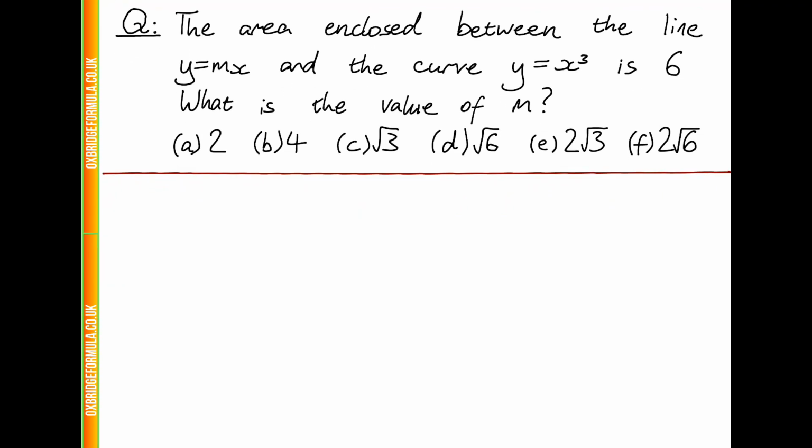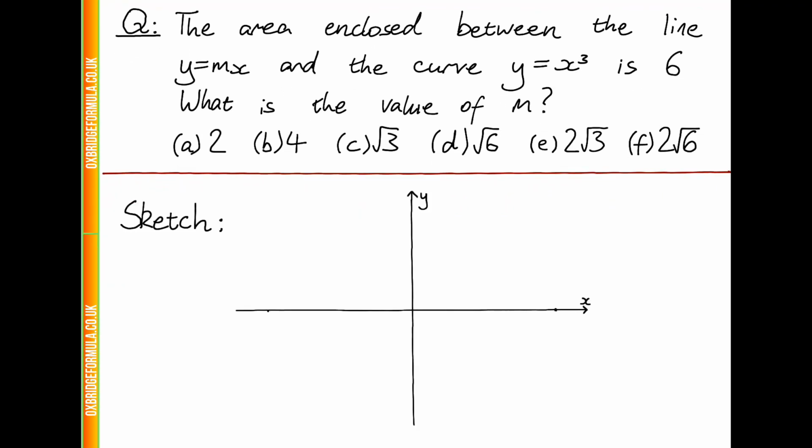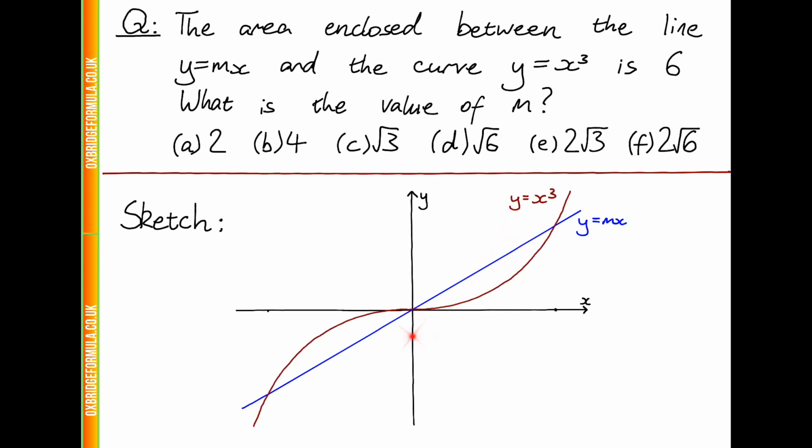Okay, well let's begin by drawing a sketch of the setup. So we have the straight line y equals mx, which we'll draw like this, and we have the curve y equals x cubed, which looks something like this, and we're told that this area which is enclosed between them is equal to 6. We'll label the intercepts of the two curves as plus a and minus a.